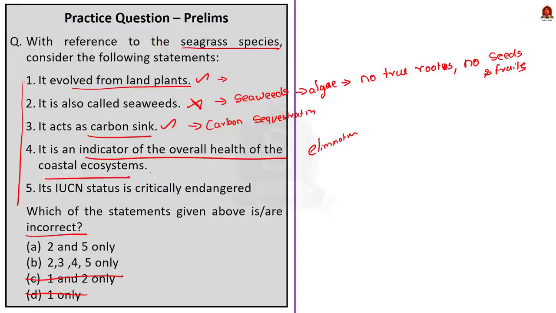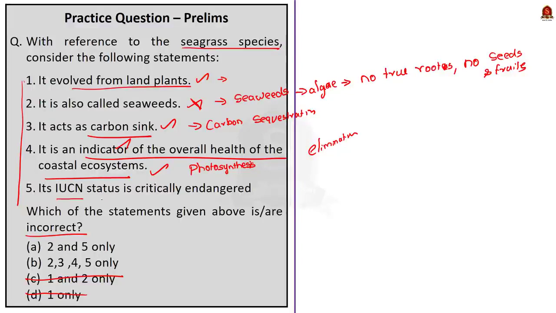See, this statement is also correct because seagrasses produce energy through photosynthesis. Hence, they are very sensitive to water quality. This is because only when the water is clear, more sunlight penetrates into the water, thereby enhancing photosynthesis. So, it is said that seagrass are an indicator of the overall health of the coastal ecosystem. Now, let us take up the fifth statement.